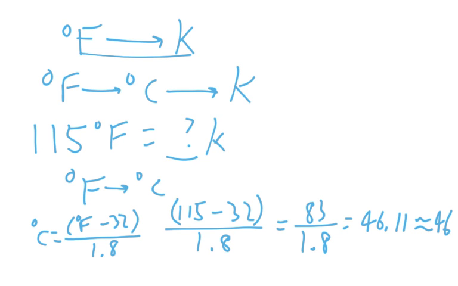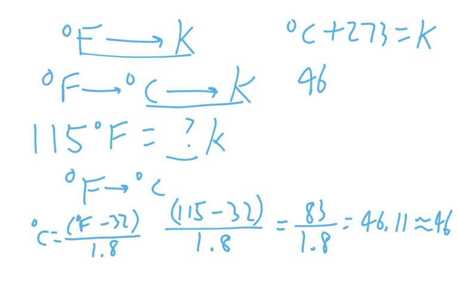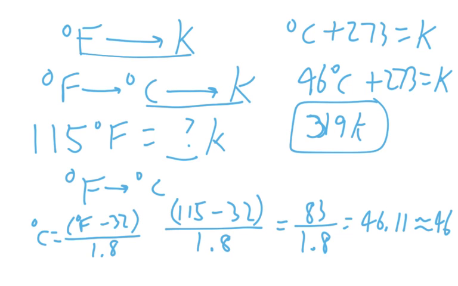And then the next step is to go from Celsius to Kelvin. If you recall, all you do is add 273. So we take the 46 that we got from the beginning, which is in Celsius now, and we add 273 to get our answer. So when you add the 273, you get 319. And the unit now will be Kelvin. So 115 degrees Fahrenheit would be equal to 319 Kelvin.